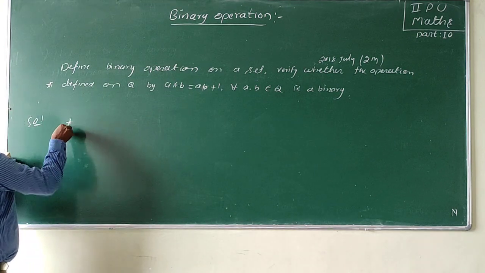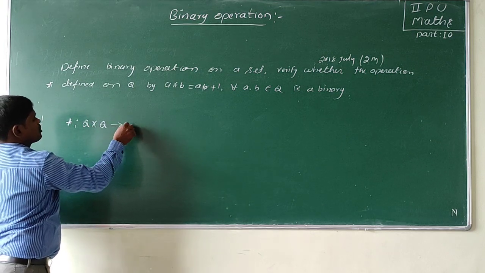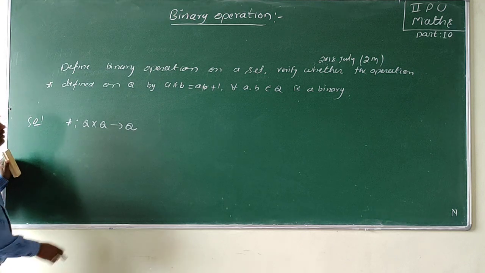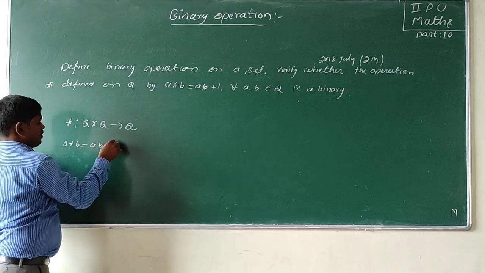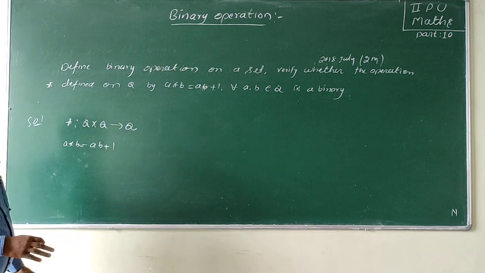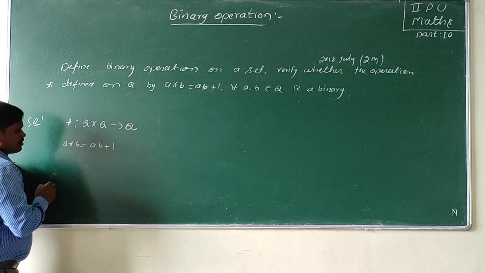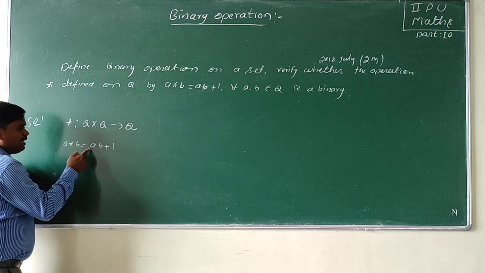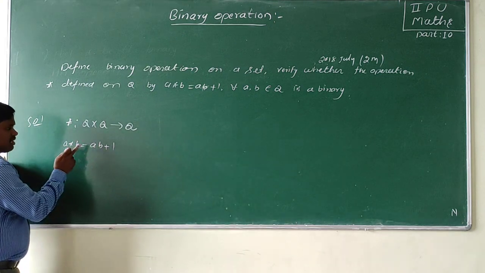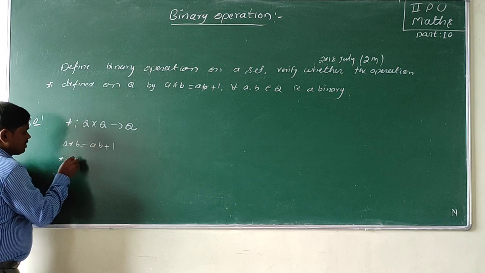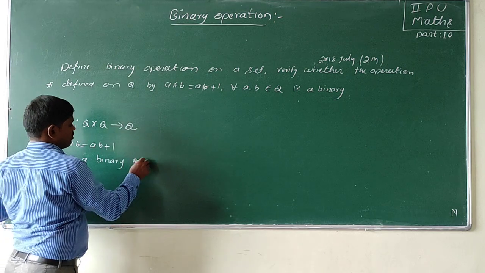So star is defined from Q cross Q to Q, rational numbers. Okay. So the operation is like this: a star b is equal to ab plus 1. Is it a binary operation or not? Okay. So clearly, we are going to multiply two rational numbers and add 1. So clearly, star is a binary operation.